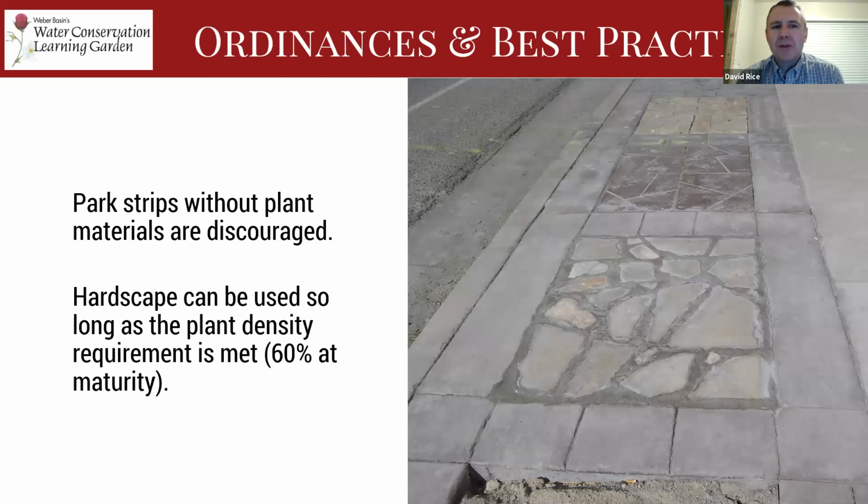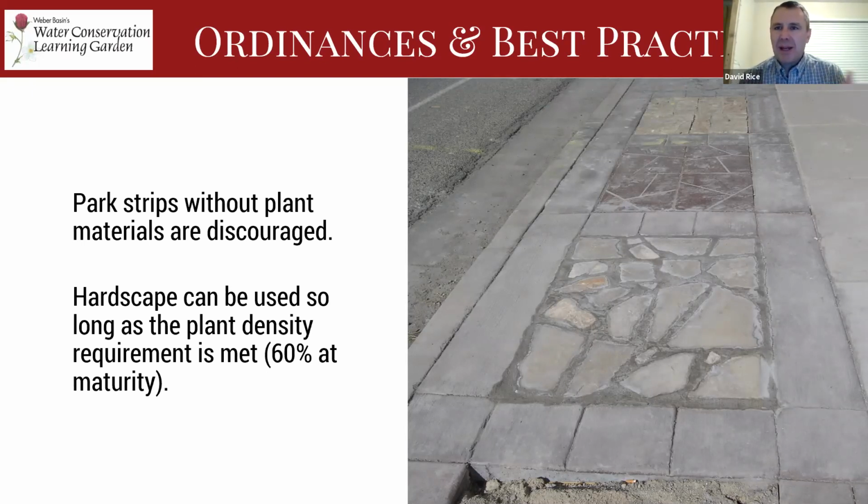Now let's talk about hard material. Any type of concrete or permanent pavement is also not recommended. It can be used in the Flip Your Strip program if your plant density is still at 60%, and then you can have sections of concrete pathways or something. But you need to think about this, because it's a utility corridor.